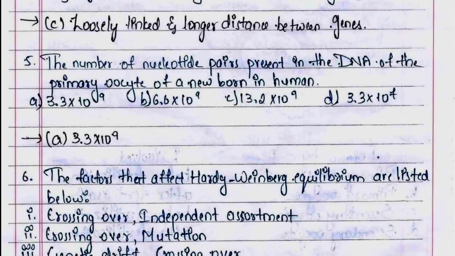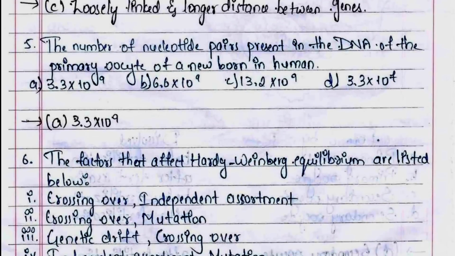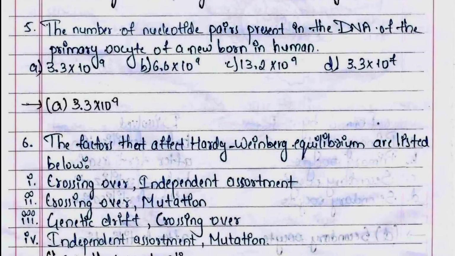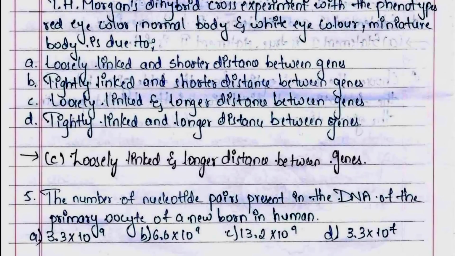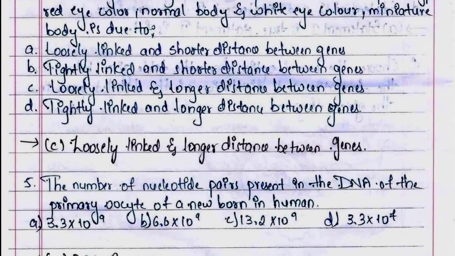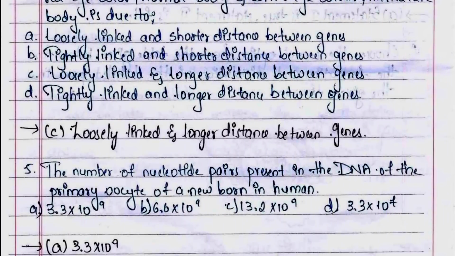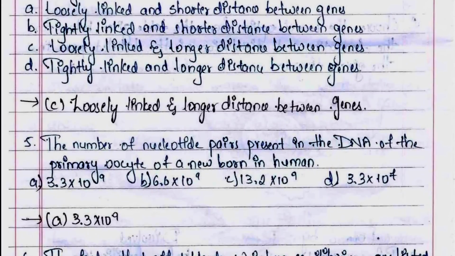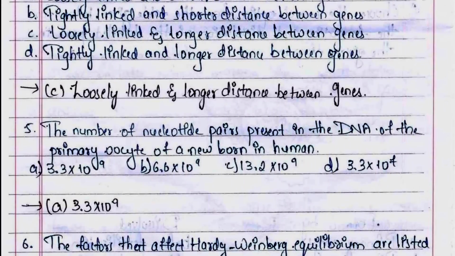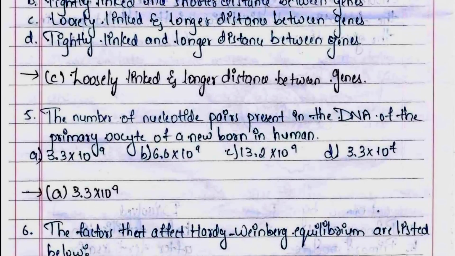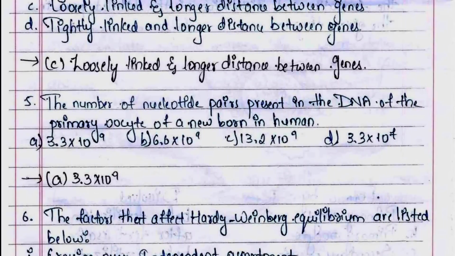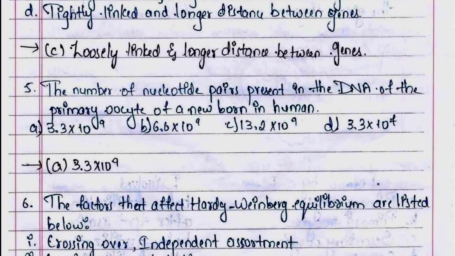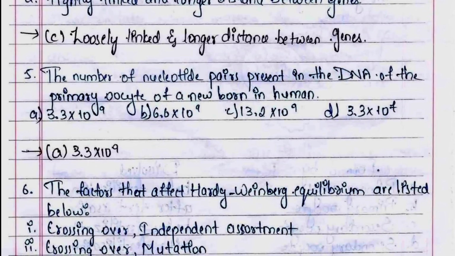Fifth, the number of nucleotide pairs present in the DNA of the primary oocyte of a newborn in human is: A. 3.3 into 10 to the power 9. B. 6.6 into 10 to the power 9. C. 13.2 into 10 to the power 9. D. 3.3 into 10 to the power 7. The answer is A, 3.3 into 10 to the power 9.